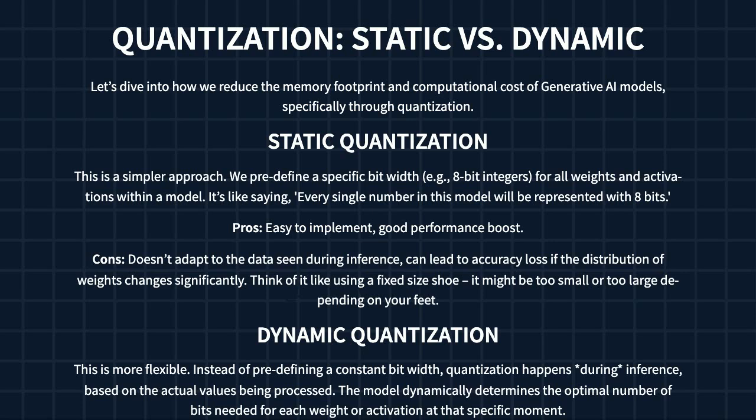Dynamic quantization is more intelligent. Instead of predefining anything, it figures out how many bits each number needs at a specific moment while you're running the model. It adapts to the data. It's a bit more complex to set up, but generally results in better accuracy and avoids those size issues. Essentially, static quantization is like having a fixed shoe, while dynamic quantization is an adaptive one.